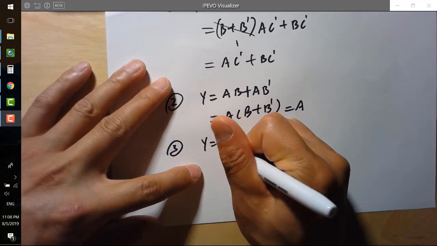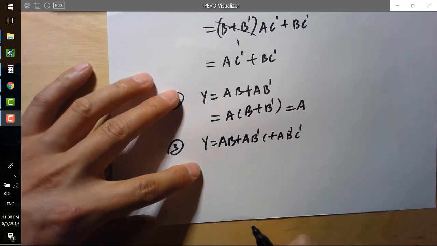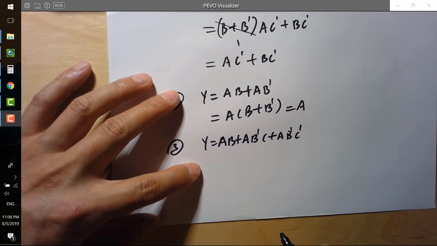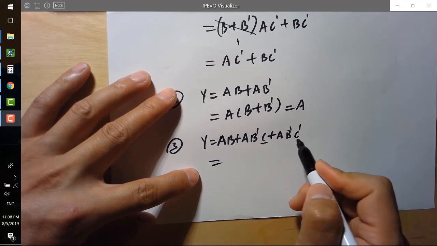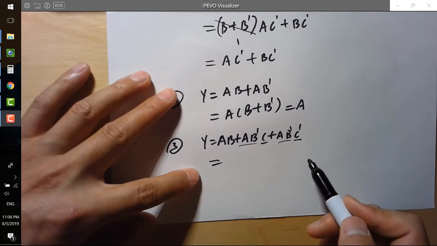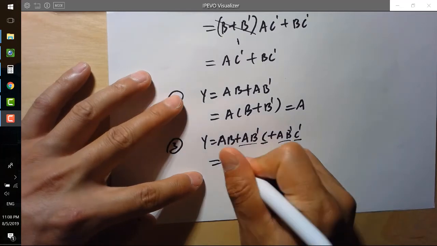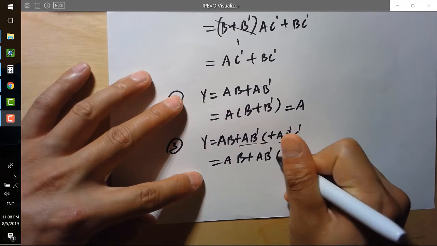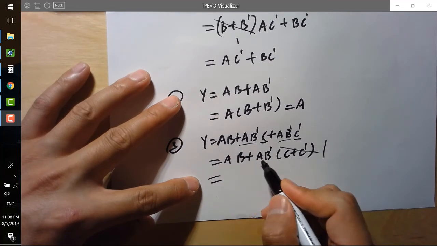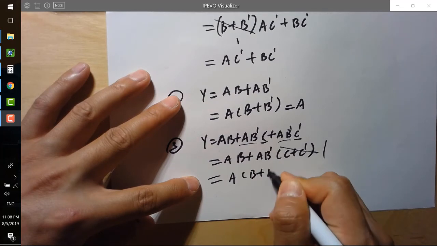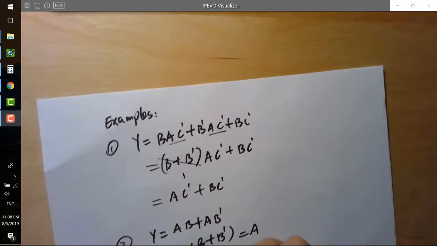So what about this? Since you have C and C not, if you take this common term out of it, you'll have a 1 by combining C and C not. So let's do it. This will be 1, and you are going to have AB or AB not, and you take A out. And you finally get A. Alright.